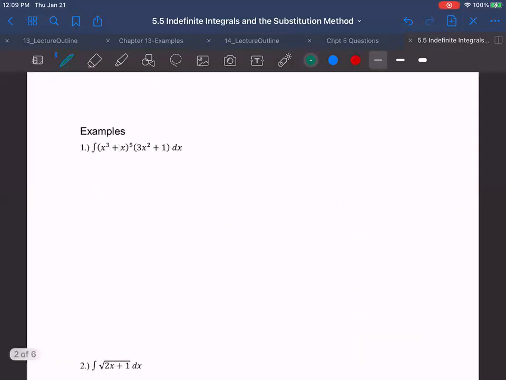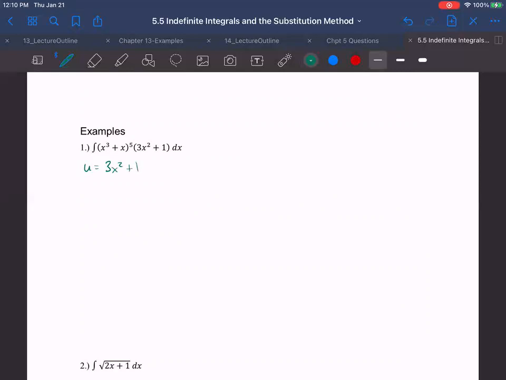So let's do some examples. Okay, so if we look here, all right, we can see that if you look at it, we have two different functions in there. But notice when you look at the very first function, x cubed plus x, it has that to the 5th power, but the x cubed plus x part, if we were to take the derivative of that, we'd get 3x squared plus 1, right? And so you see that 3x squared plus 1 right there. So that's what I want to make equal to u. I'm going to say u equals 3x squared plus 1.